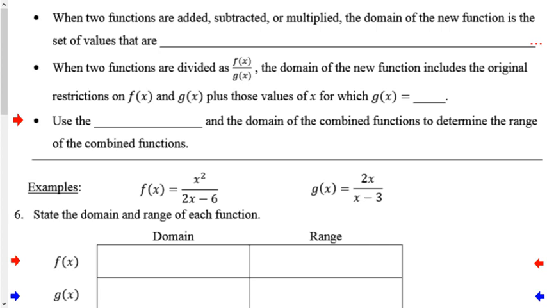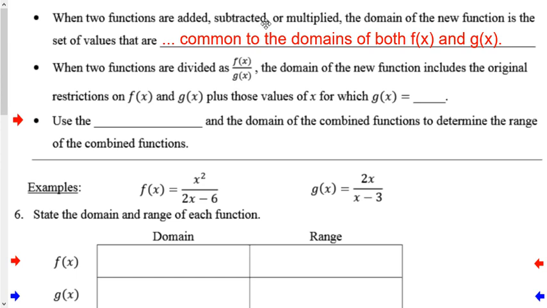Well, before we get to the examples, let me summarize. When we have two functions, added, subtracted, multiplied, the domain for the new function is the set of values that are common to the domains of both f of x and g of x. It's the overlap, it's the intersection of those two domains. Now notice I left out division. We'll talk about that in a moment.